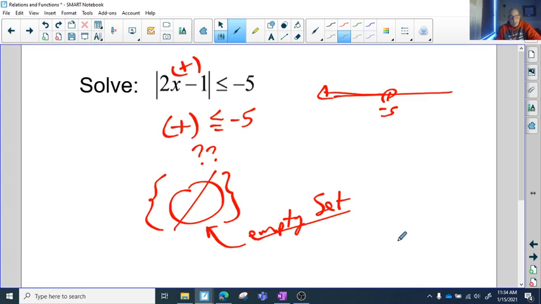So that is a look at all of the different things that you could encounter when solving absolute value linear equations. And we will only deal with absolute value linear equations in our studies in Pre-Calculus 11.